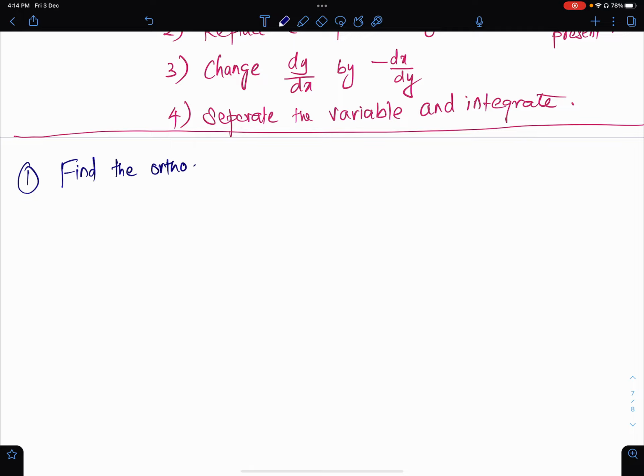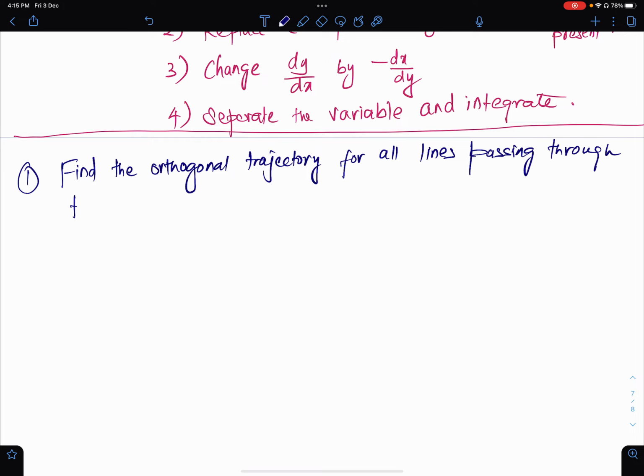Find the orthogonal trajectory for all lines passing through the origin. So here they don't give any equation, but they have given it in a sentence very clearly. Find the orthogonal trajectory for all straight lines passing through the origin.